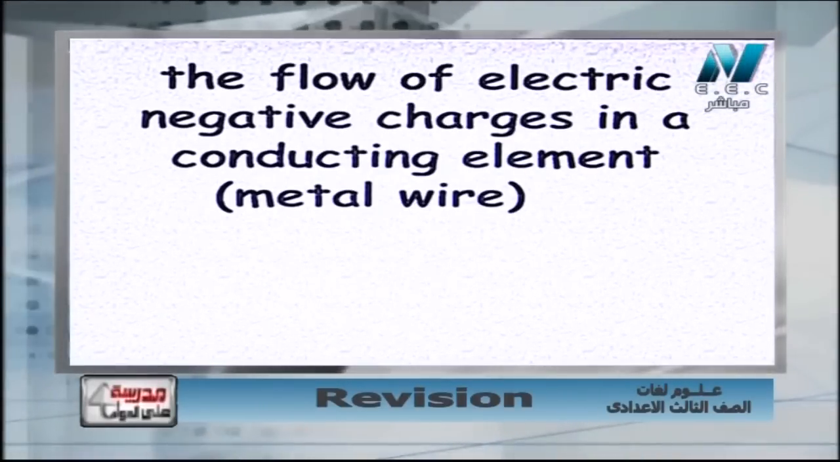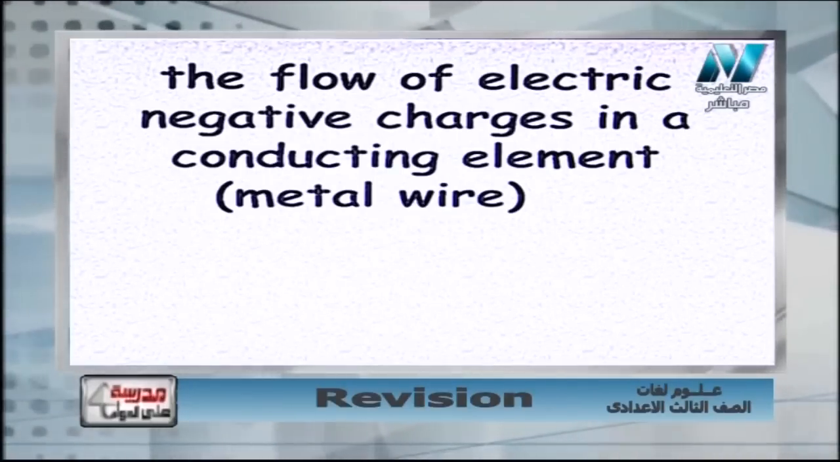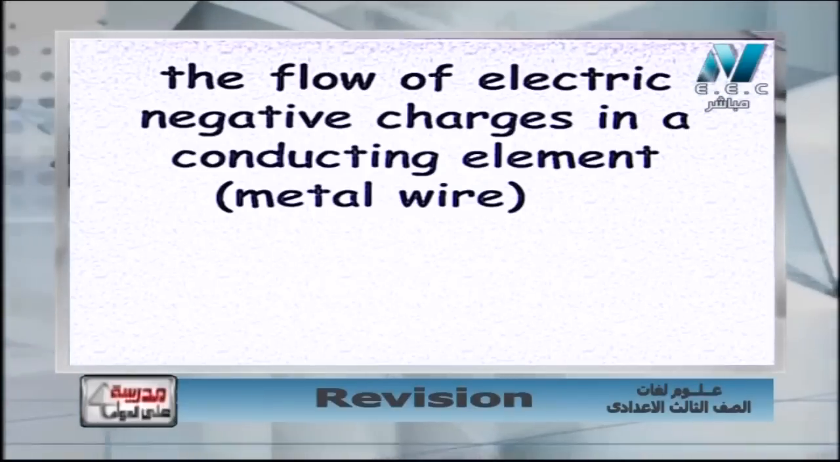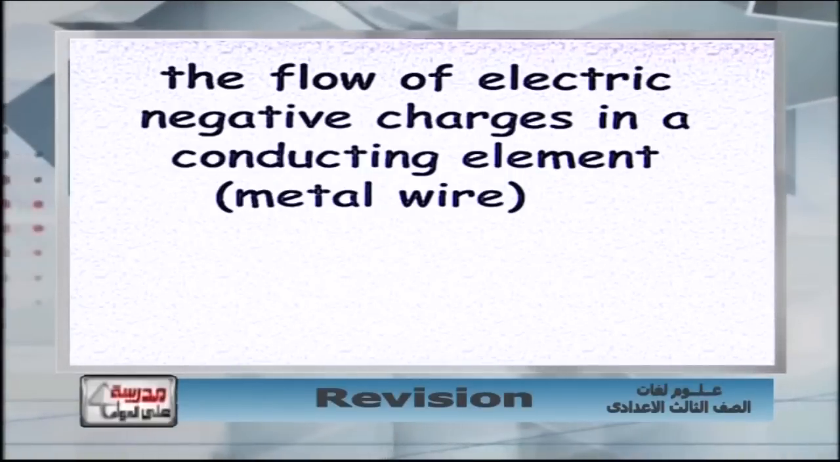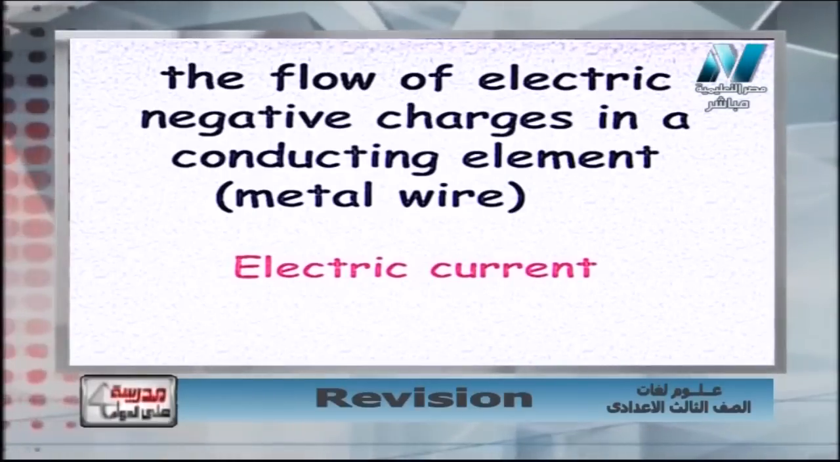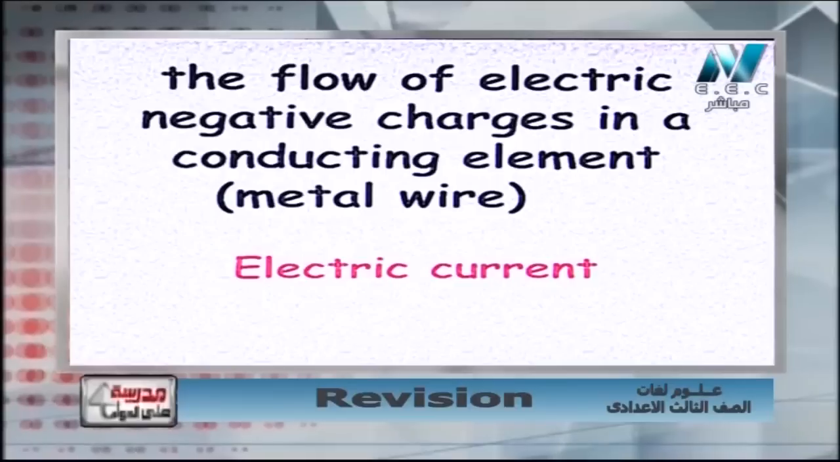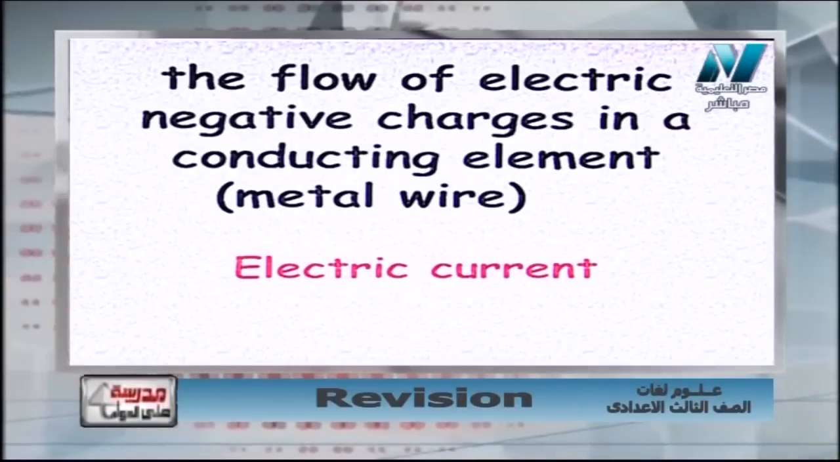First question says the flow of electric negative charges in a conducting element or a metal wire. It means the flow of negative charges, or electrons, moving inside a wire. Sure, it will be the electric current. Again, the flow of electric charges in a conducting element, a metal wire, it will be the electric current.